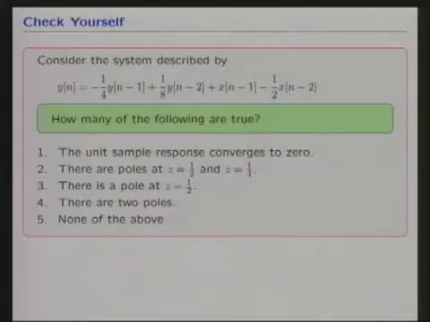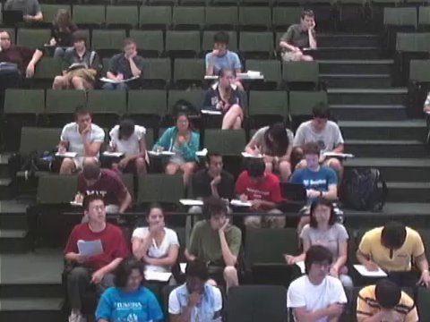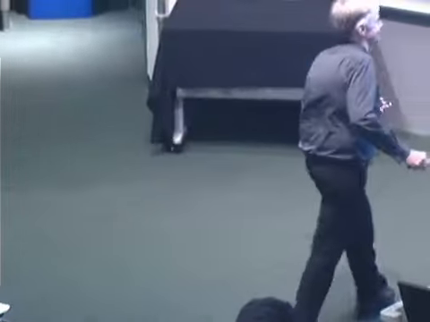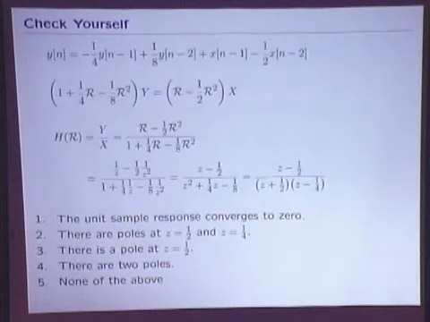Okay, how do you think about the first one? The unit sample response converges to 0, yes or no? How do you think about it? Yes, because they all do. True or false? False. Yes, because there's something special about this one. What is special about this one that convinces you that that's true or false? It has two poles, both of which are magnitude less than 1. That's precisely right.